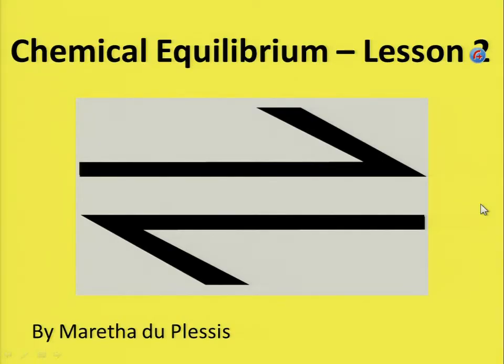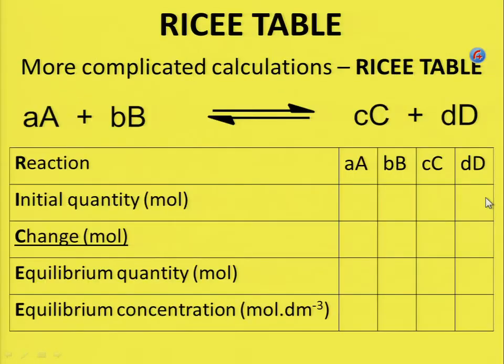Welcome to Chemical Equilibrium Lesson 2. The RICE Table. This table will be used for more complicated calculations. You will need this table to answer more difficult questions, so pay attention.